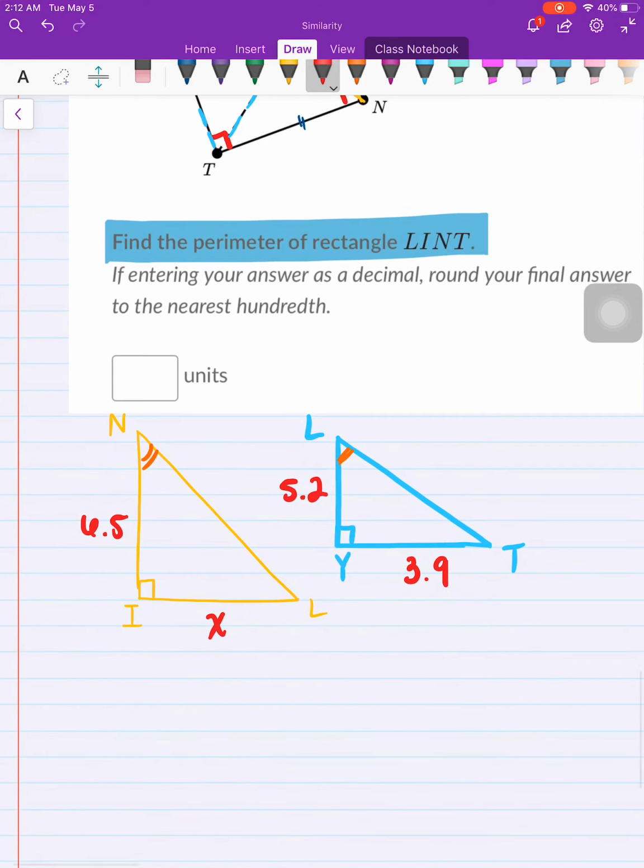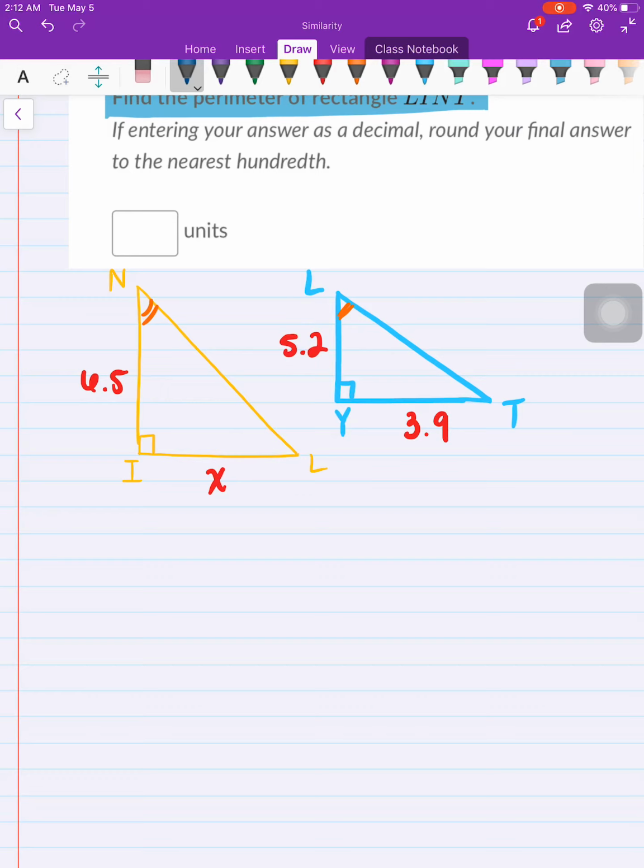So then based on this here, I can go ahead and build my proportions here. So I have NI corresponding to the side LY. And then IL corresponding to YT. And all I'm doing here is I'm going to go ahead and substitute. So I know NI has a measurement of 6.5. And LY has a measurement of 5.2. Then IL is what I'm trying to find. So I'm going to go ahead and place that with the X. And then YT is 3.9.